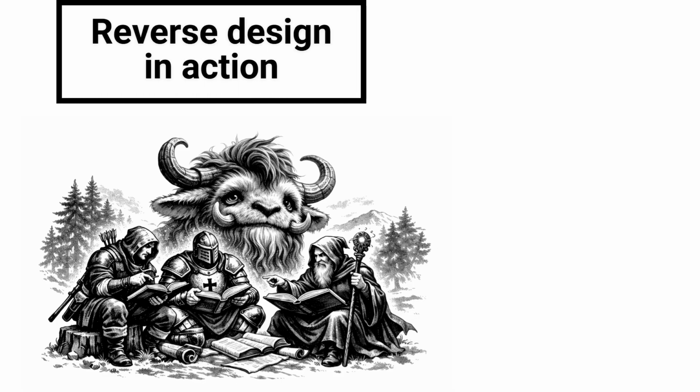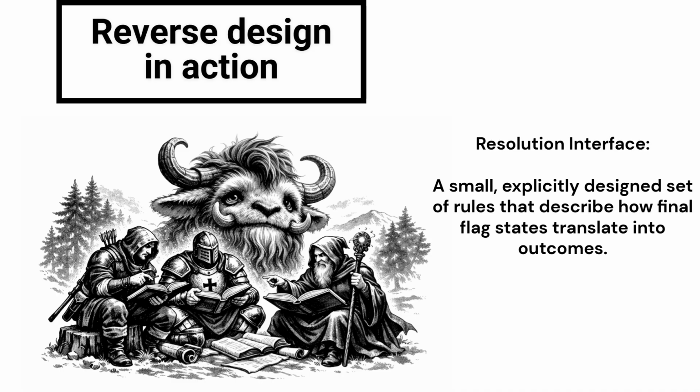To demonstrate what reverse design actually looks like in practice, we will use a single 3-quest arc from The Trouble with Hobbes. For the purposes of this session, we are not interested in scenes, characters, or plot beats. We're only interested in the resolution interface of the arc. In other words, what information must exist at the end of this arc in order for the rest of the campaign to be able to meaningfully react to it.